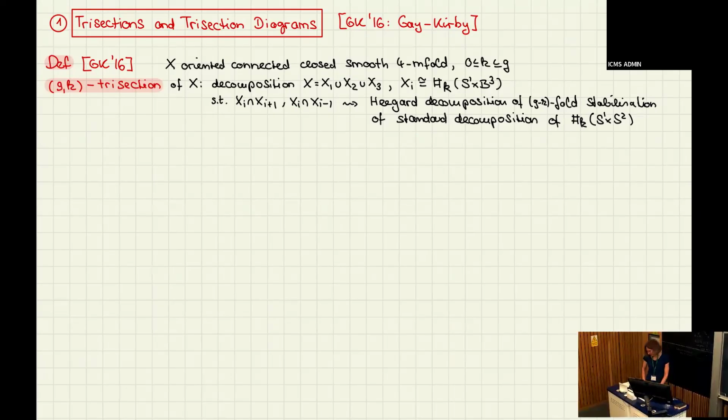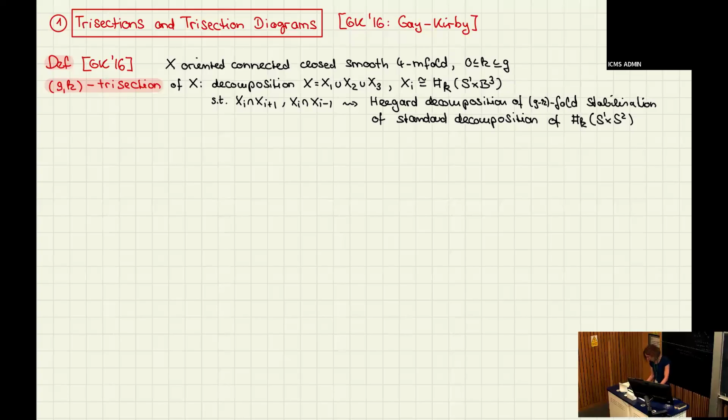and g. And a (g,k) trisection of this manifold is a decomposition of the four manifold into three four-dimensional handlebodies. Each of them is diffeomorphic to the k-fold connected sum of S1 times the 3-ball. And this diffeomorphism sends the intersection of two subsequent such manifolds to a standard Heegaard decomposition of a (g minus k)-fold stabilization of the standard decomposition of some standard surface.